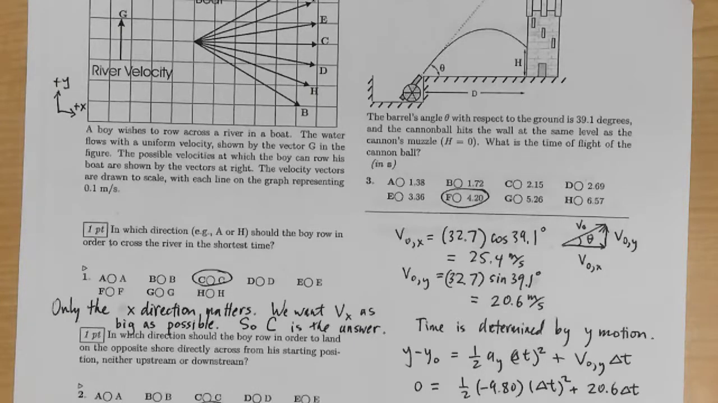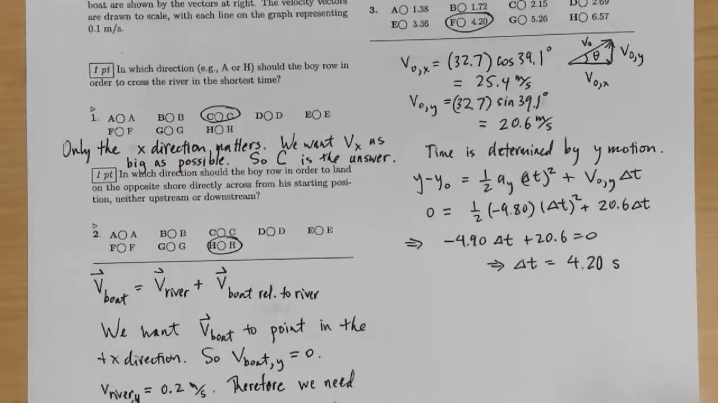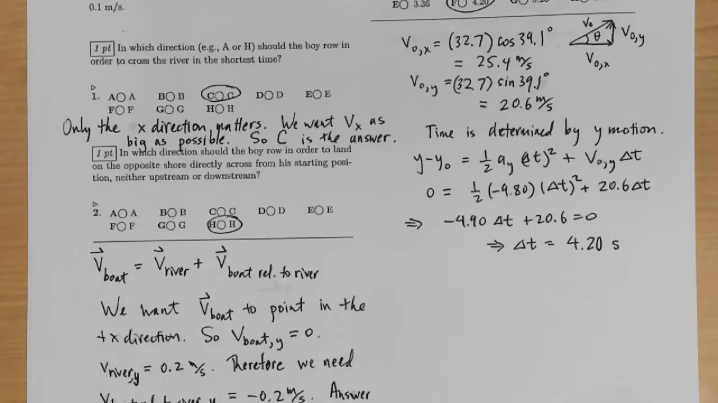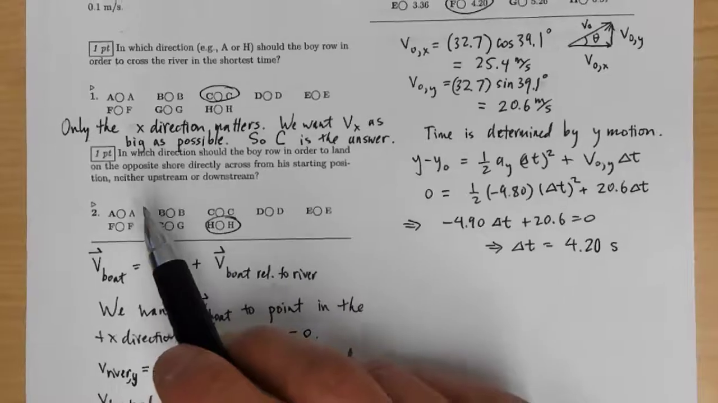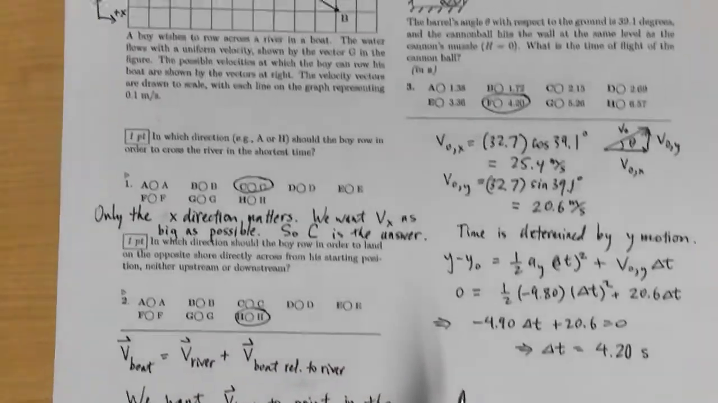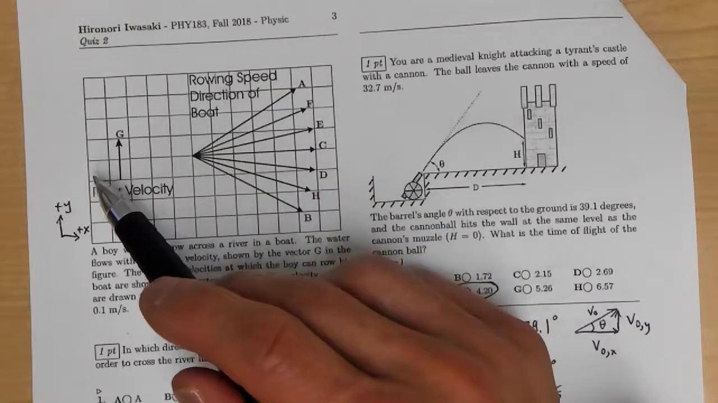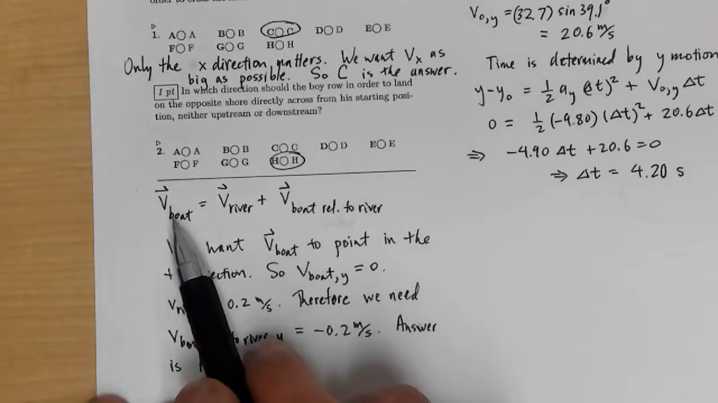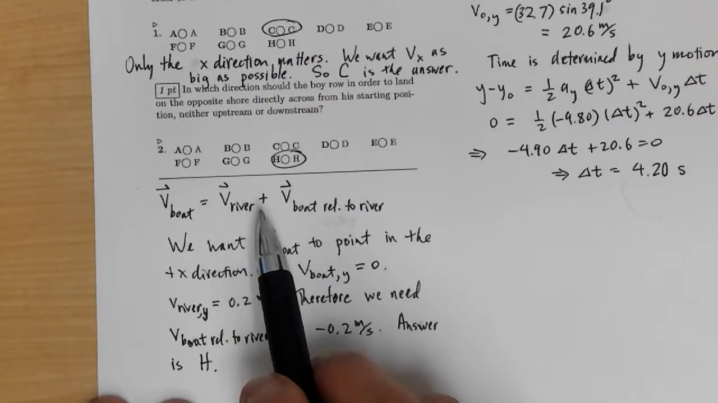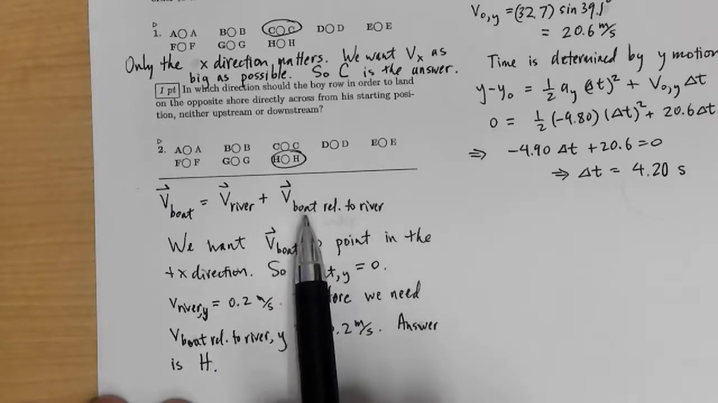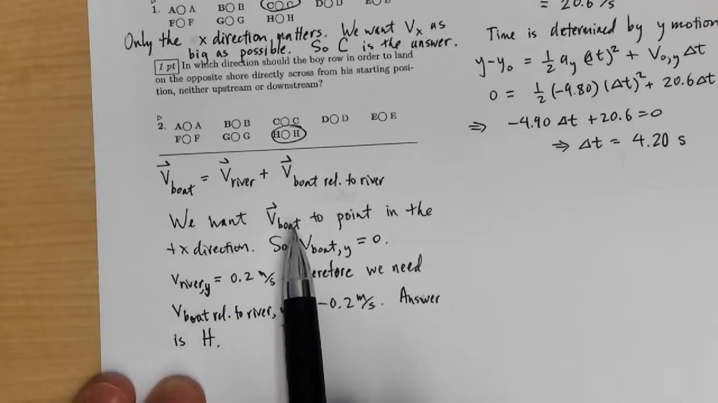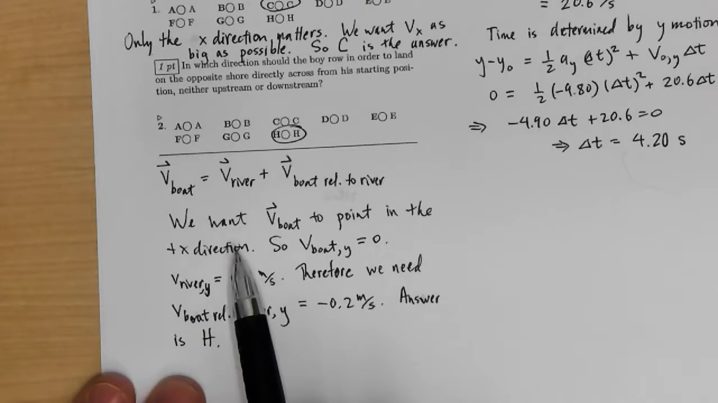Now, next problem. In which direction should the boy row in order to land on the opposite shore directly across from the starting position, either upstream or downstream? So in this case, we want v boat, which is the sum of v river plus the velocity of the boat relative to the river. We want v boat to point in the plus x direction.